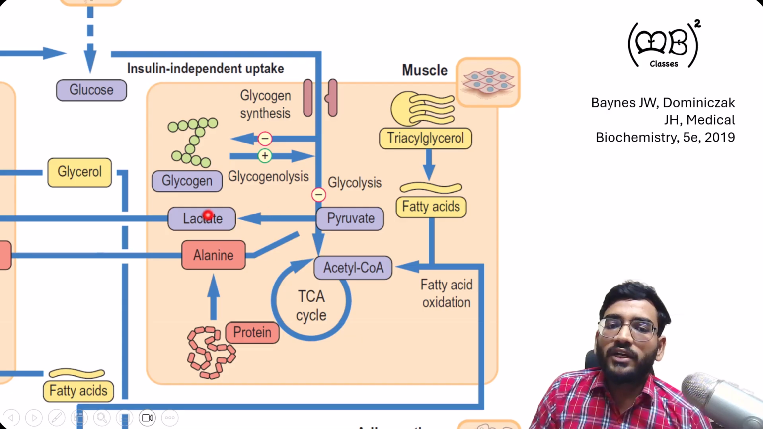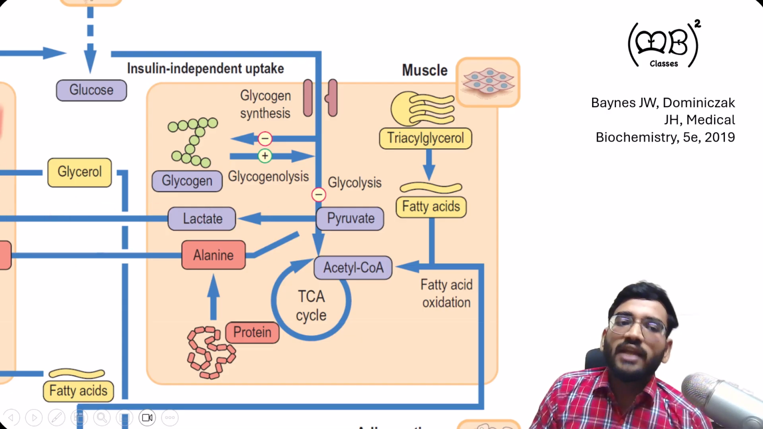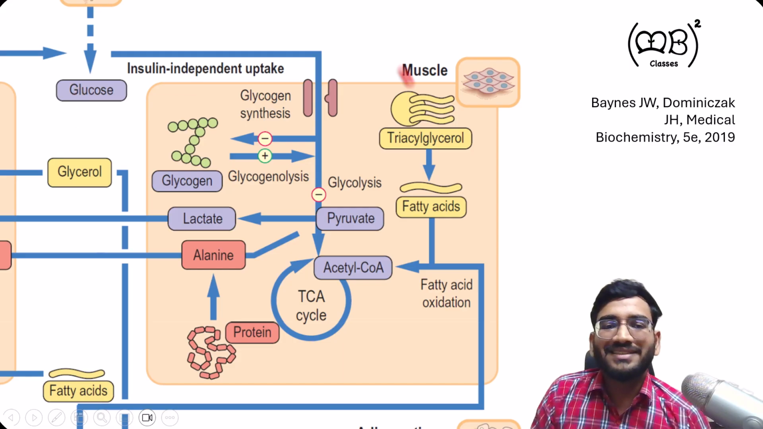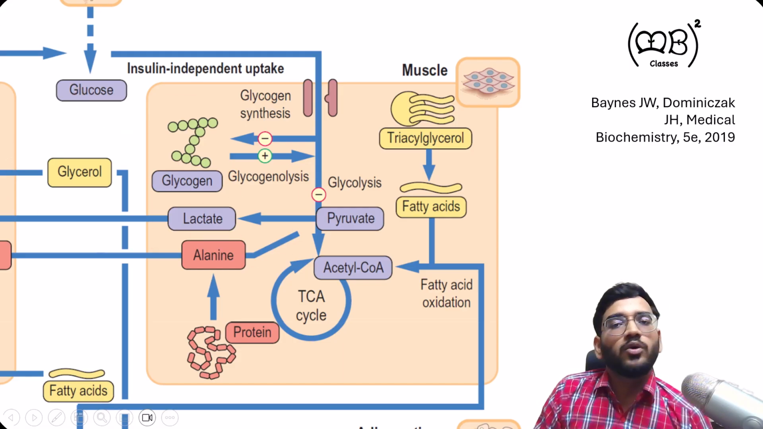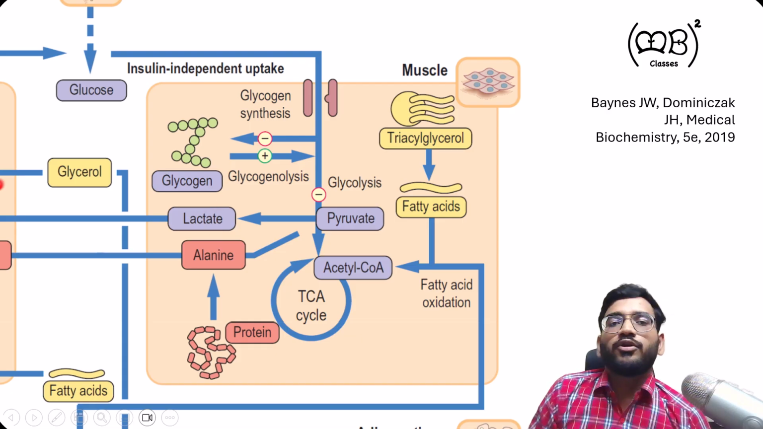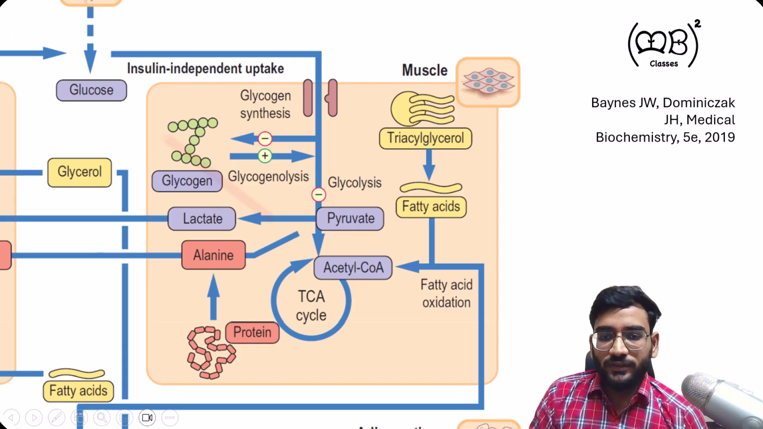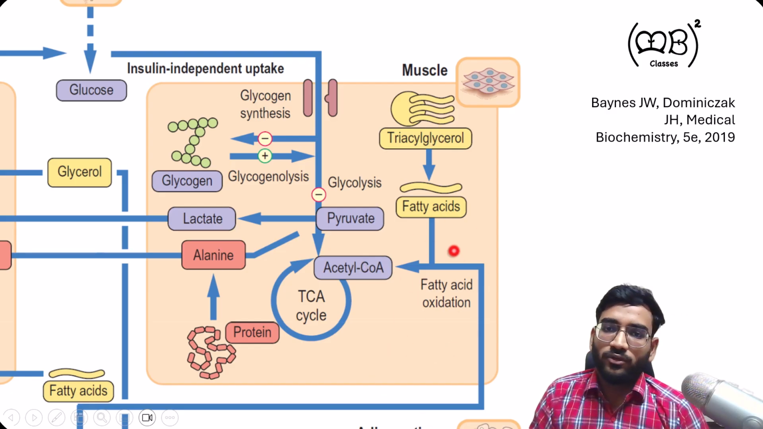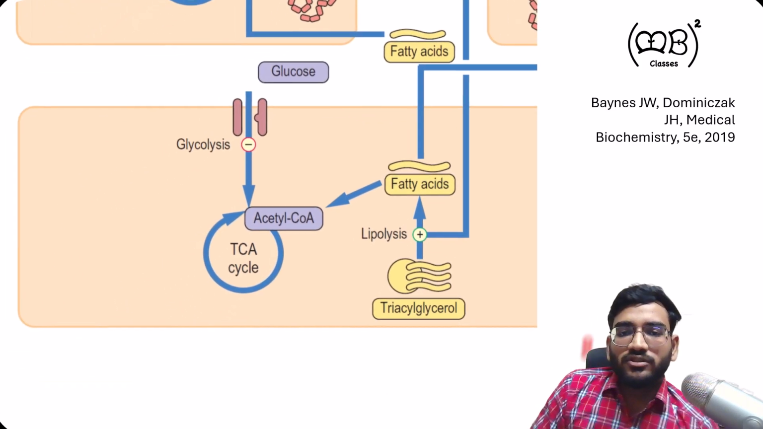Second, the pyruvate can go into lactate. Lactate can go to the liver, form pyruvate, and then gluconeogenesis. So it is indirectly contributing to glucose. The alanine goes to the liver, and then it also forms a part of the gluconeogenic pathway. So indirectly the muscle is contributing to blood glucose levels. And also the fatty acids which were stored in the muscle are used for energy, or the fatty acids coming from the adipose tissue.